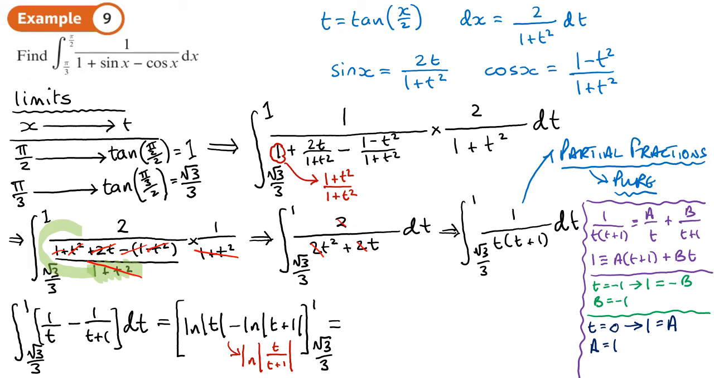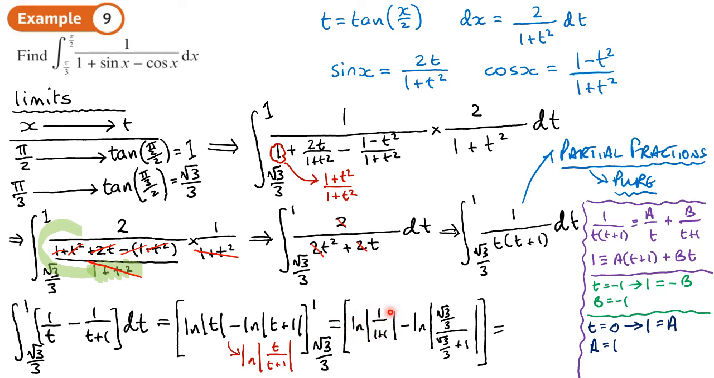Right, so putting those in, we'll have natural log of the first limit, which is 1, so it's going to be 1 over 1 plus 1, minus natural log of the second t, which is root 3 over 3, so root 3 over 3 divided by root 3 over 3 plus 1. And let's put that in our calculator and see what it is. Now our calculator is not going to give us an exact answer because of these log things here. We're going to get a decimal. We can give an exact answer.